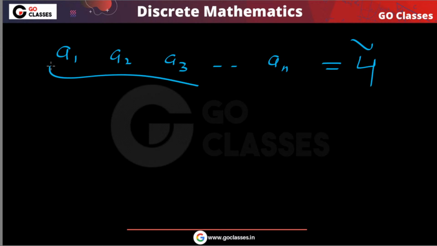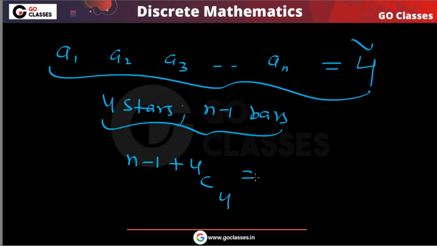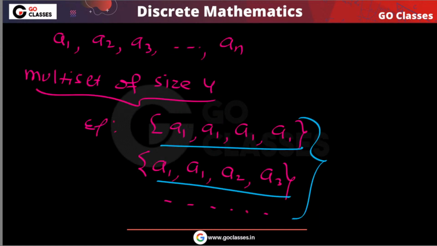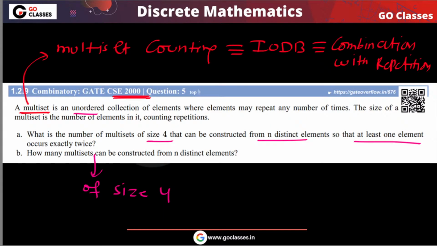So now this is just a stars and bars template. You can notice a total of 4 stars and a total of n minus 1 bars. So from here, the answer will be (n minus 1 plus 4) C 4. So the answer is (n plus 3) C 4. Okay, so this is your answer if there is no condition. This is the answer for option B.